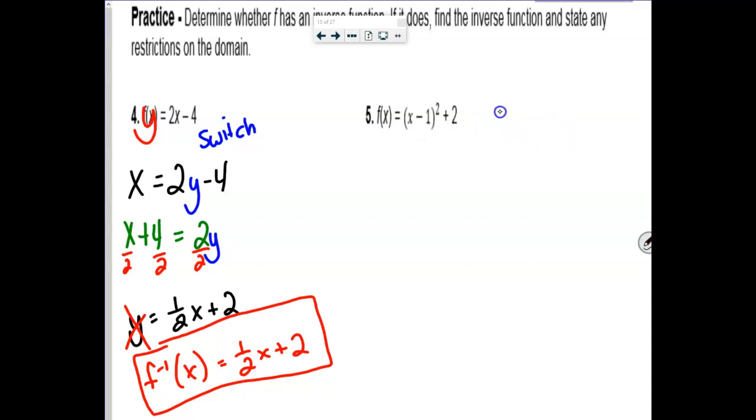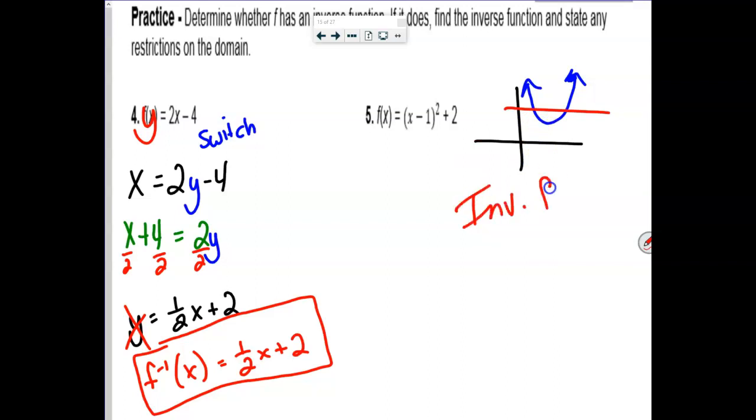All right, this next guy. Hopefully you don't need your graphing calculator to tell me what this looks like. It's a parabola. Looks like this. So step 1, apply the horizontal line test to tell me if the function has an inverse. Well, that's a quick no. So since it fails the horizontal line test, what you're going to write is the inverse function does not exist.